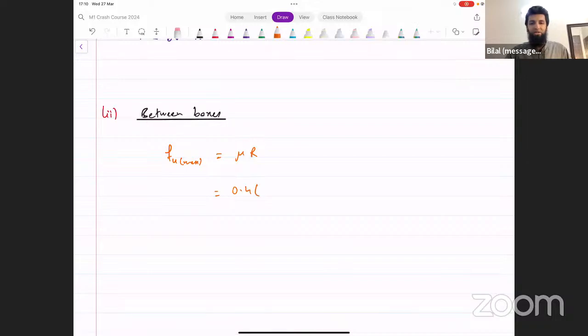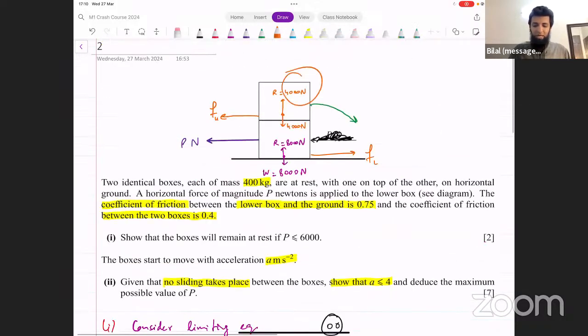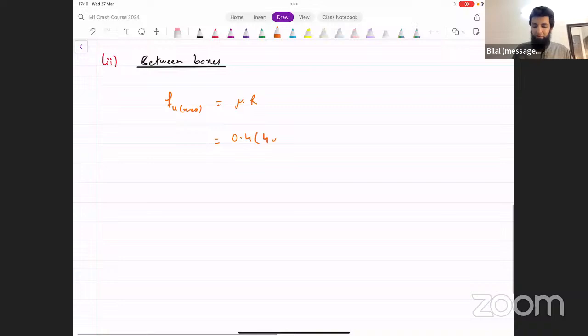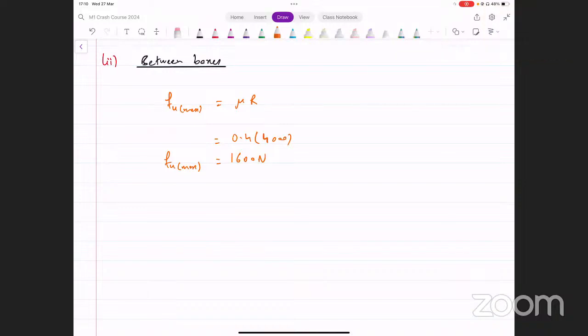Into reaction. What's the reaction of the upper box? The reaction of the upper box is 4,000. So we have 0.4 into 4,000. The maximum possible friction on the upper box is 0.4 into 4,000, and that is 1,600 Newton. This is the maximum possible friction on the upper box between the two boxes. Okay. If that is the maximum possible friction between the two boxes, now we need to see what is the maximum possible acceleration that this friction can produce.